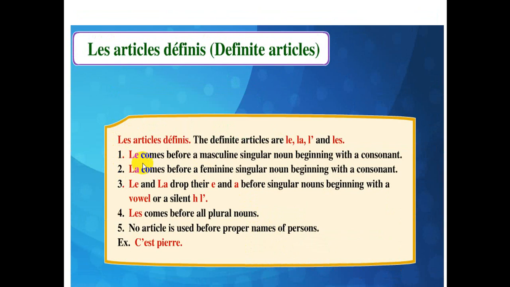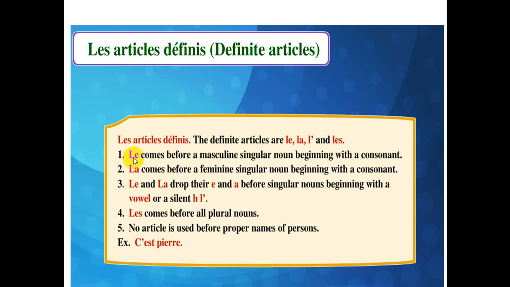Now let's see how we can use it. Les articles définis, the definite articles, are le, la, l'apostrophe and les. Le comes before a masculine singular noun beginning with a consonant. If your noun is masculine and given in the singular form, we will use le before that.